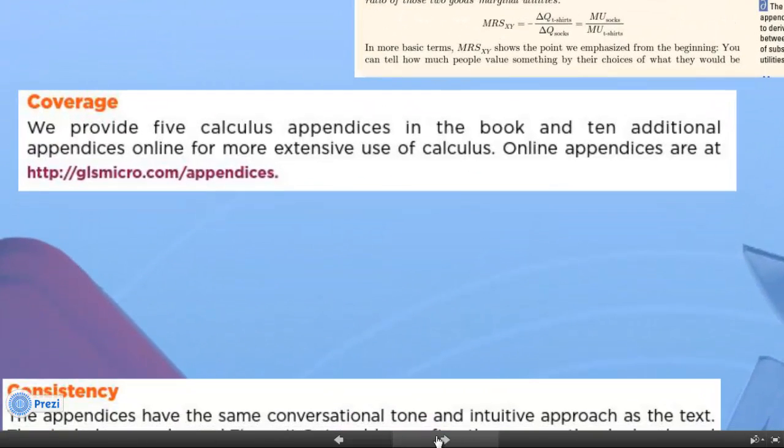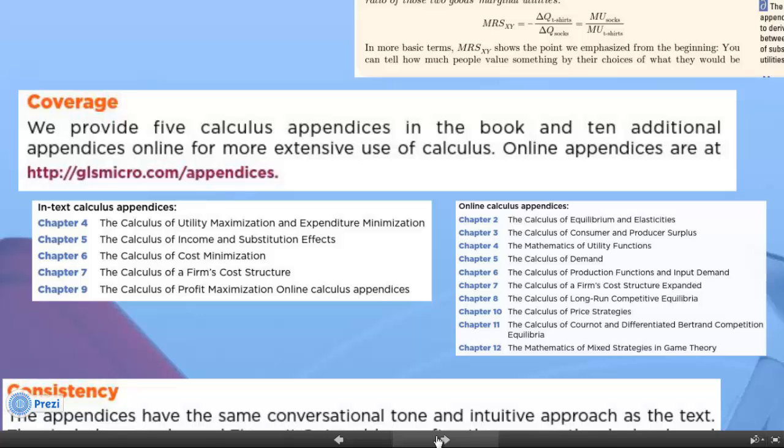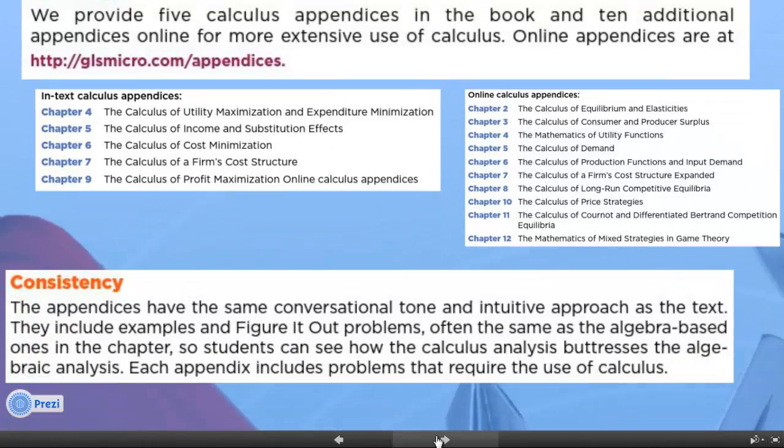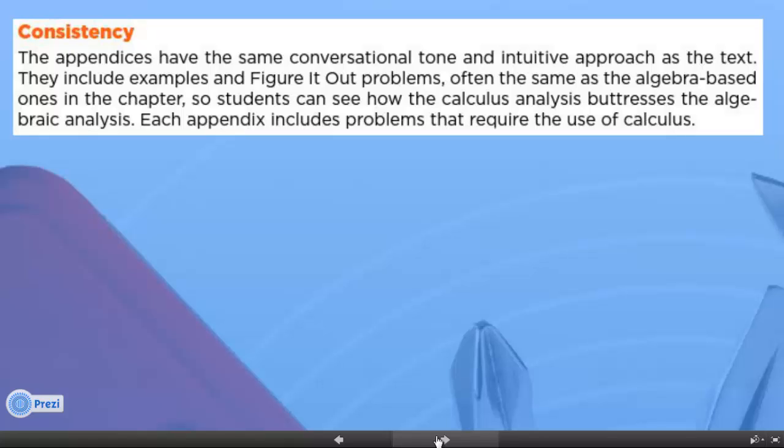Calculus is integrated into the presentation of theory, practice, and application through the appendices both in the book and online. For those who want to use some calculus, the basics are covered in the book's appendices. For those who want complete coverage, the online appendices go into further depth. Those who don't want to cover calc at all just skip the appendices.